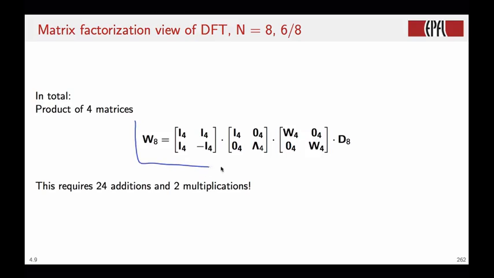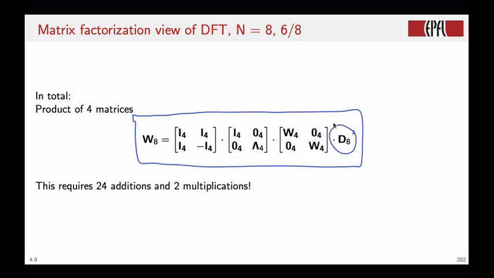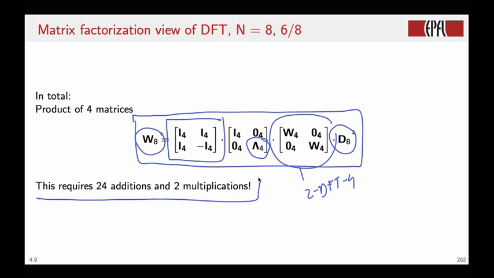Just as a summary, we wrote down this factorization. D8 is a separation into even and odd index terms. These are the 2 DFTs of size 4. This is the weighting by 1, W, W squared, W cubed. This is the sum and difference to recover the output, which is W8. Please remember this nice result here that this small DFT has very low complexity.